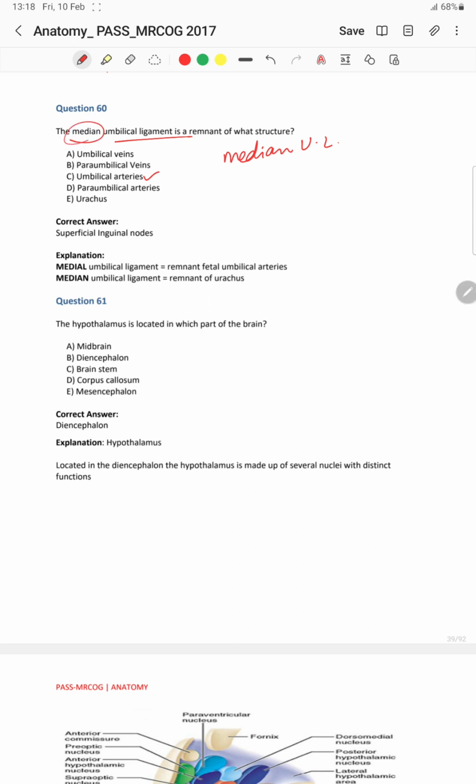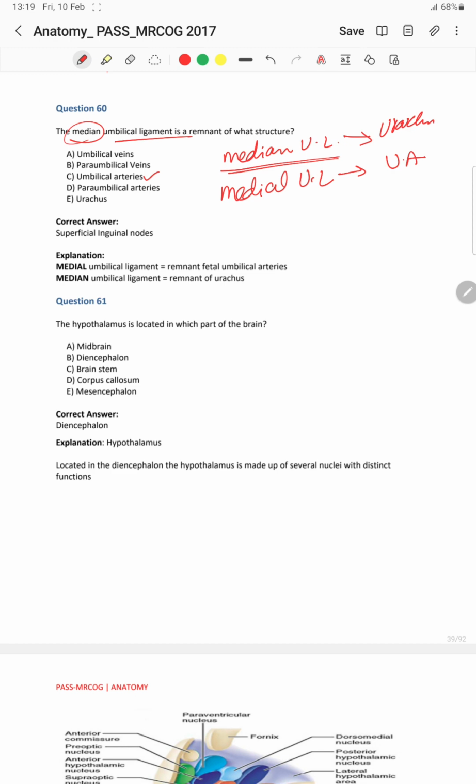Here they use the trick. You have to read the MCQs twice or thrice when you answer. If they have asked about the median umbilical ligament, these are the remnants of the urachus, and the medial umbilical ligament is the remnant of the umbilical arteries.